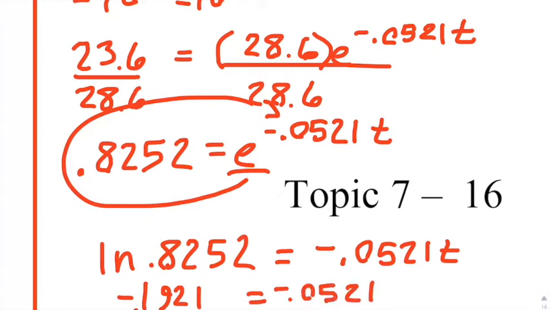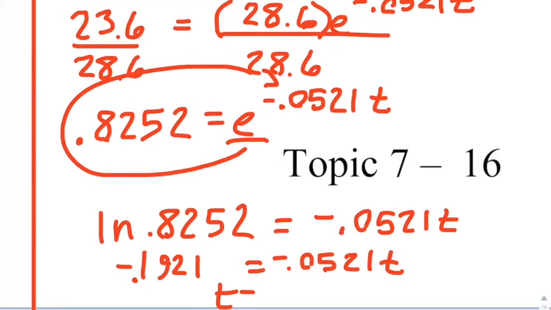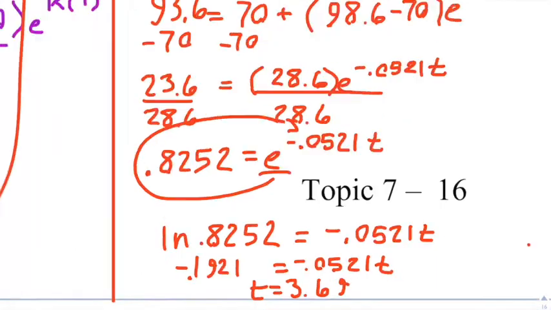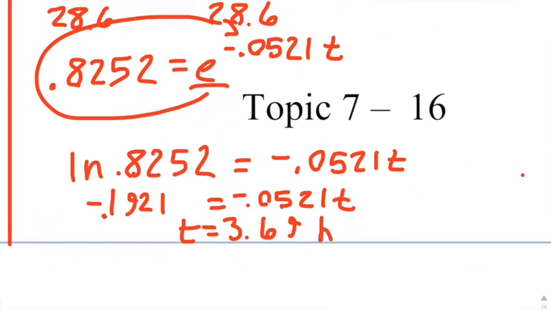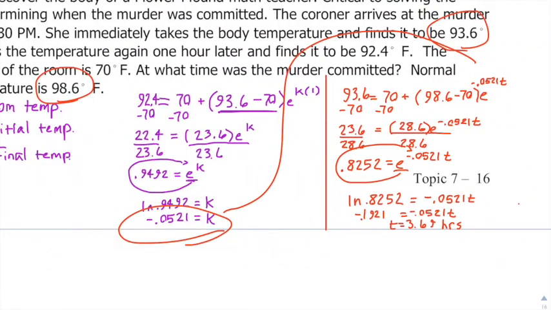And then we're going to divide here after this. We'll divide by the negative 0.0521, and that gives us t is 3.68 right here. And actually, I guess we can round that to 3.69, and that is how many hours have passed.